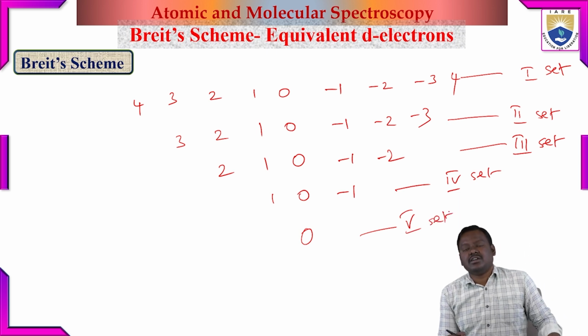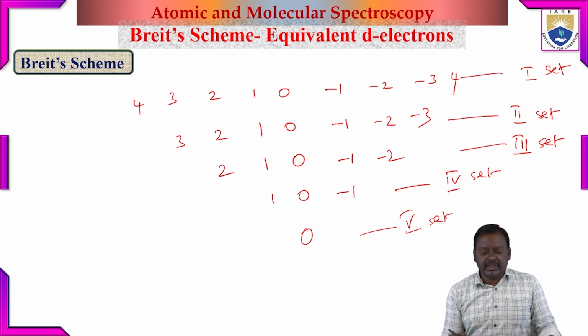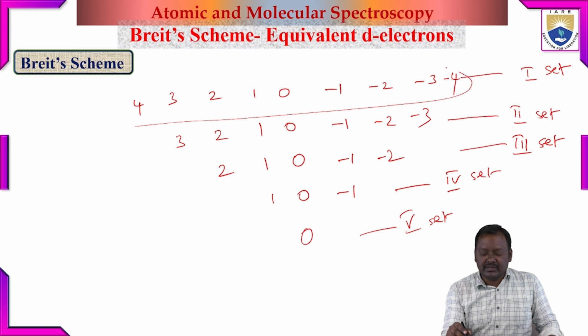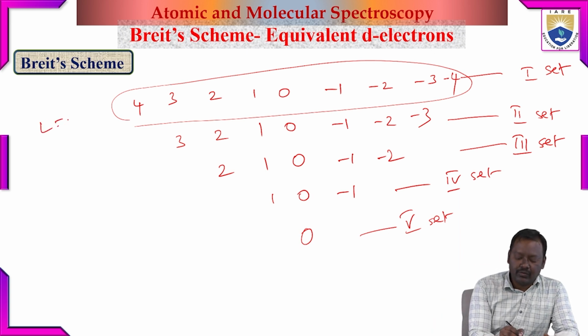So there are 5 sets of ML values. There are a total of 25 ML values. We divided those 25 ML values into 5 sets. The first set contains 4, 3, 2, 1, 0, minus 1, minus 2, minus 3, minus 4. So these values particularly indicate that the L value for this set of ML values is 4.